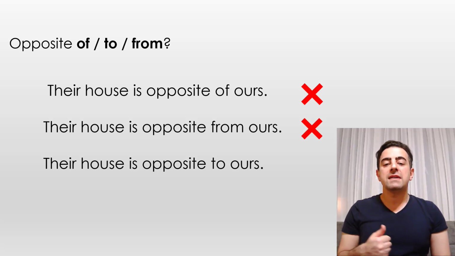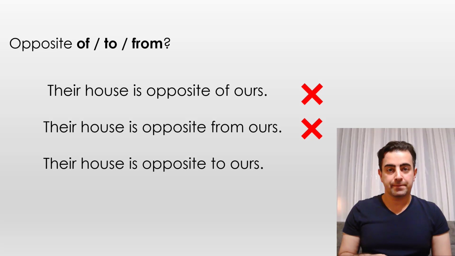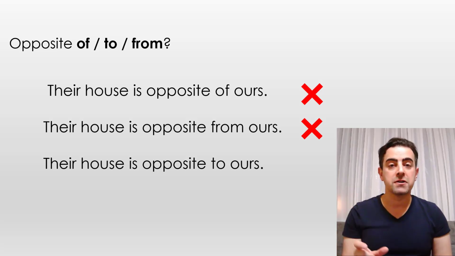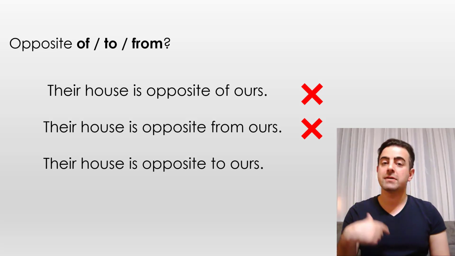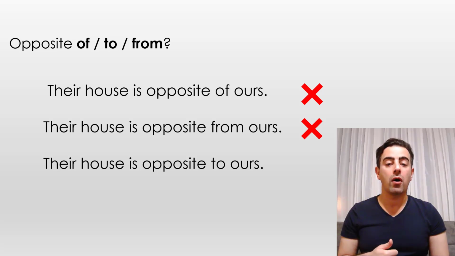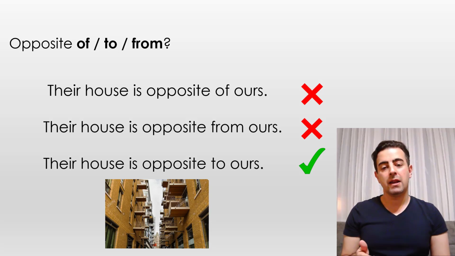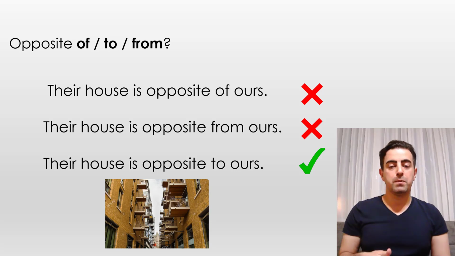Next one, their house is opposite from ours. This might happen because of the interference of your mother tongue, the L1. So this one is also wrong. The right one is their house is opposite to ours. Like the way you see in the picture. You see those buildings are completely facing each other.